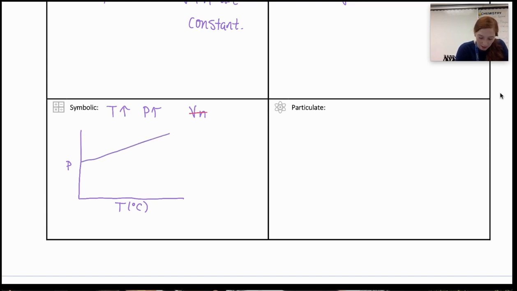I am going to sketch this out a little bit more, to show where we would have zero pressure. And this is going to have to be at negative 273.15 degrees Celsius, which is 0 Kelvin. And that's going to be because we have no motion of particles because of the temperature, right? This relationship is linear.